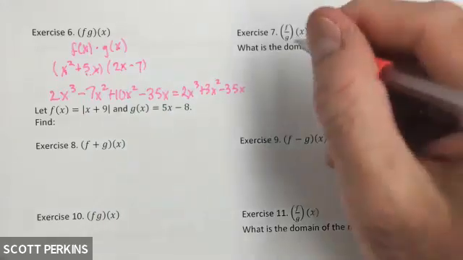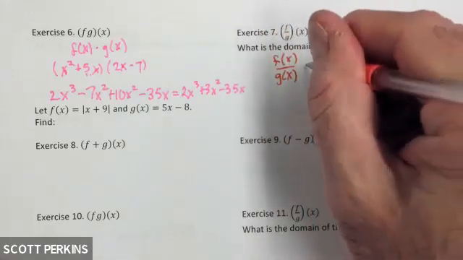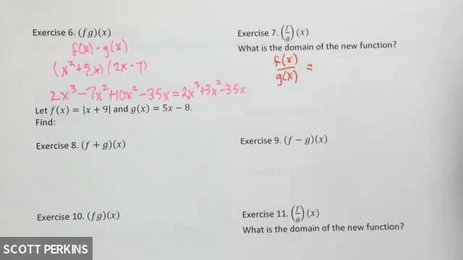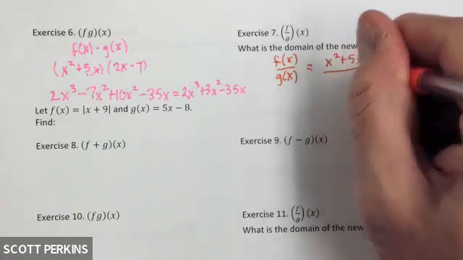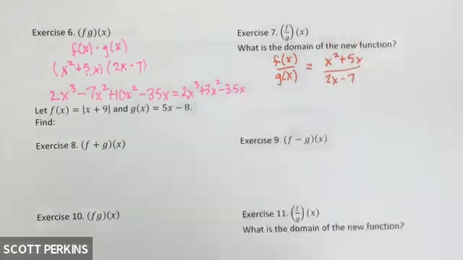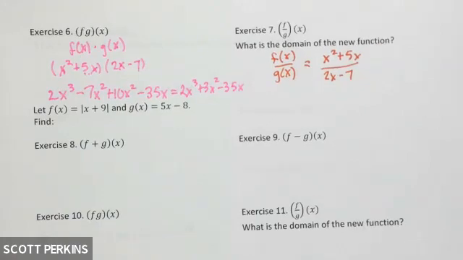Okay, so this one is f of x divided by g of x. It's the quotient function. Setting up the quotient function tends to be the easiest one to do. My f of x is x squared plus 5x. My g of x is 2x minus 7. There's no simplifying that I can do there, so that is done.